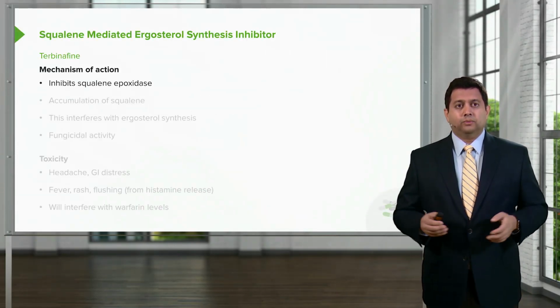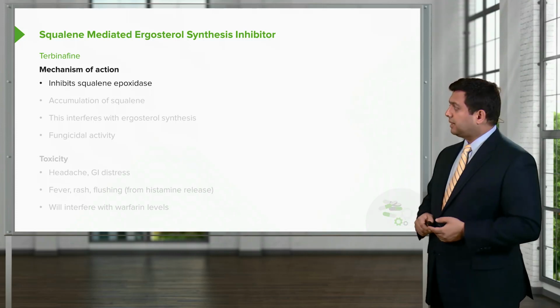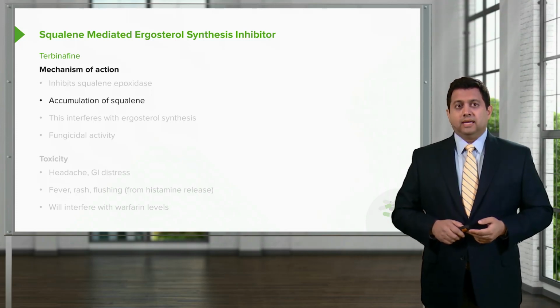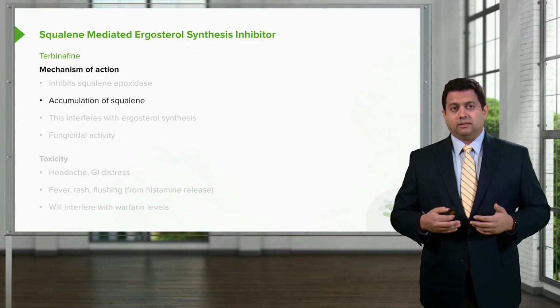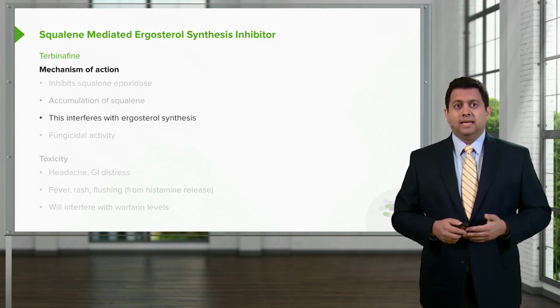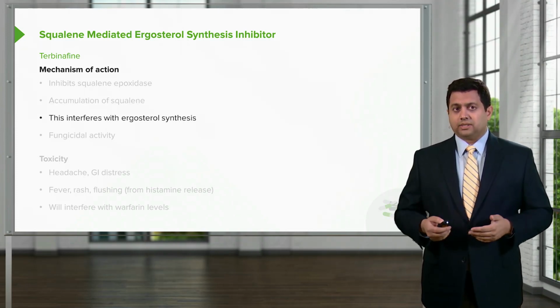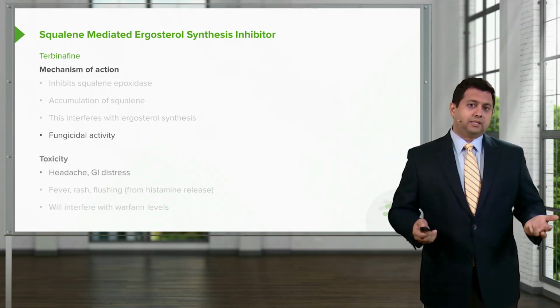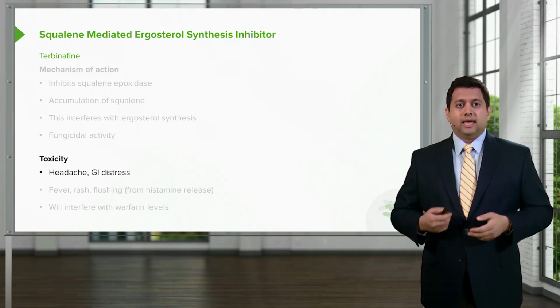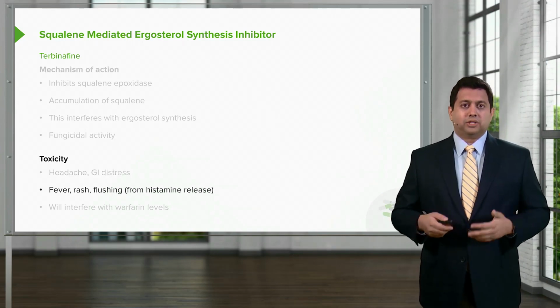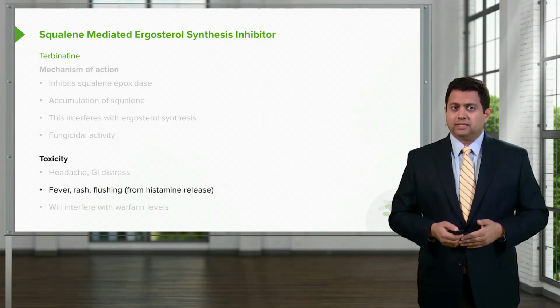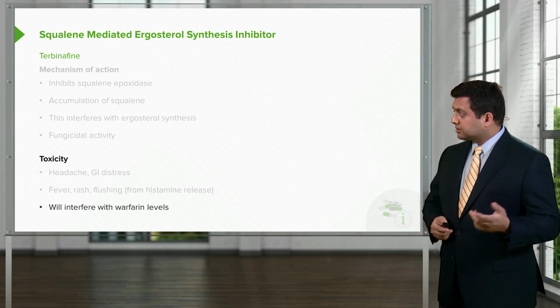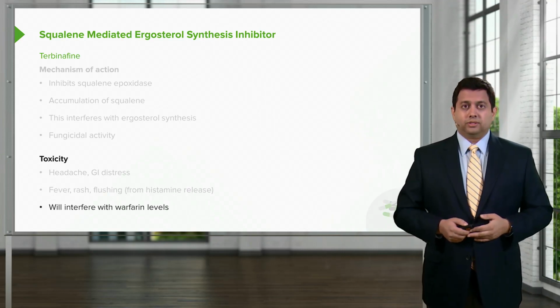In terms of how it works, it inhibits squalene epoxidase. There's an accumulation of squalene, and this interferes with ergosterol synthesis, and this is actually a fungicidal activity. Toxicity, once again, same as the other one: headache, GI distress, fever, rash, and flushing from histamine release. And once again, this drug also will interfere with warfarin dosing and levels.